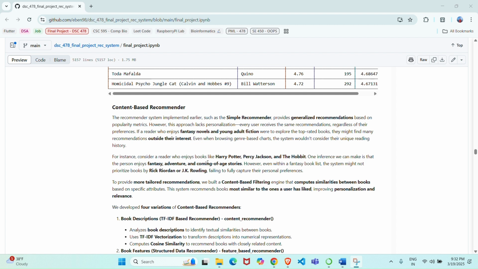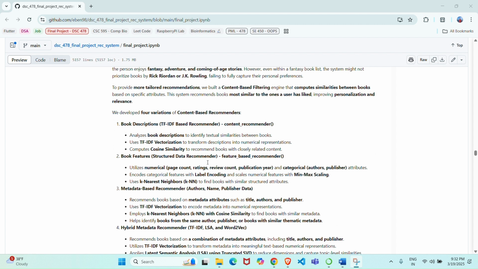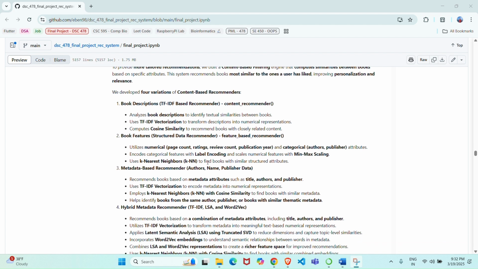The next recommender system we have implemented is the content based recommender, which uses content like description, author, book title and book name. Here we have implemented 4 types of content based recommendation. The first one is book description, which uses the book descriptions, and it also uses TF-IDF, which is commonly used for all the other recommendation systems too.